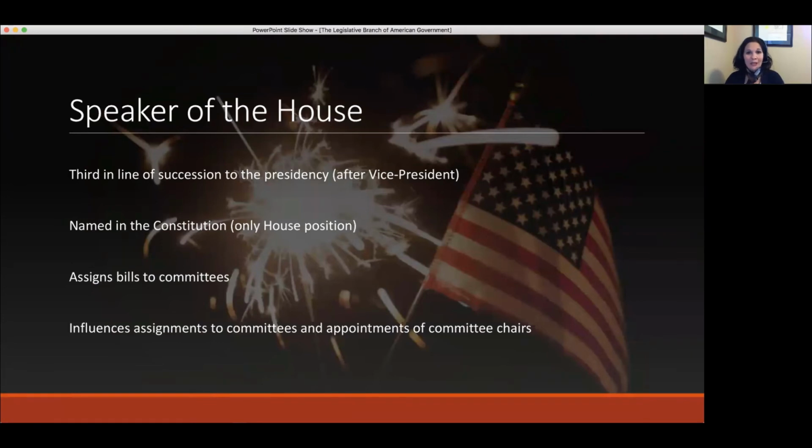Now, the Speaker of the House is the only House position that is actually named in the Constitution in Article 1. The Speaker of the House is the third in line of succession to the presidency after the Vice President. The Speaker assigns bills to committees. The Speaker also influences assignments to committees and appointments of committee chairs. So the Speaker of the House is the most powerful position in the House of Representatives in that chamber.